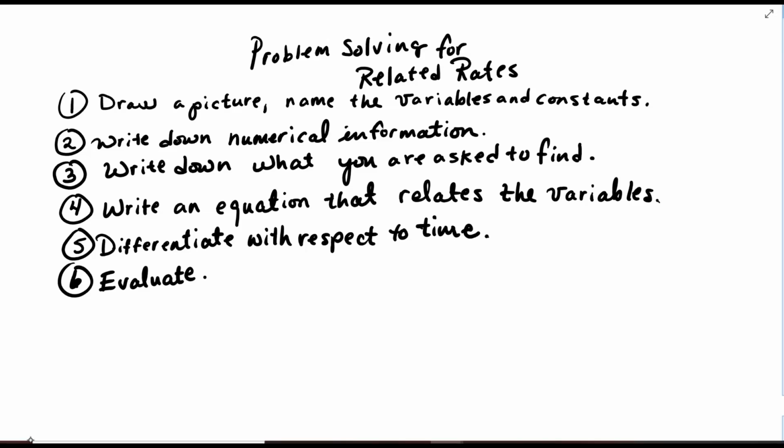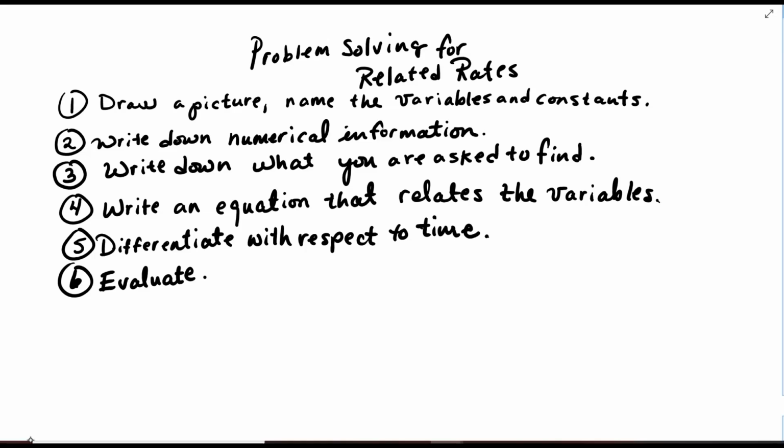All right, first and foremost, you need to draw a picture. If you're dealing with some kind of geometric figure or geometric example, directions, you head north, you head south, east, west, something like that, draw a picture. And of course name the variables, and most importantly name the constants. If you are considering time, always use the letter T. Assume that all of the variables are differentiable functions of time. They all are associated with some rate of change in terms of time.